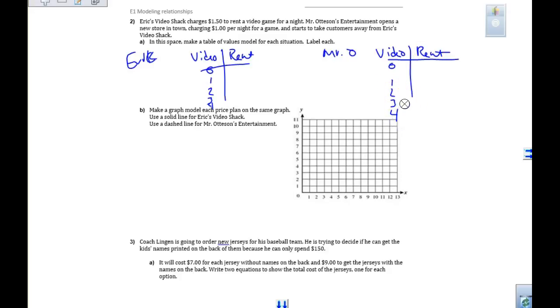When you do these, after you've filled in using the information up here, you are then going to graph it. Make sure I have labels. It says use a solid line for Eric's Video Shack, so that one's going to be solid, and use a dashed line for Mr. Otterson's Entertainment. And then you should be able to look at question 3 and answer that one. So you have 3, A and B. Those are writing the equations. So you've had a table, and you've had the graph, and you're practicing equations, and you have the front and back of this for tomorrow that is due. Okay?